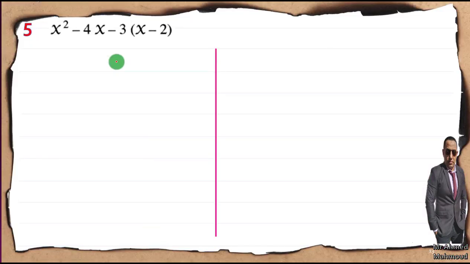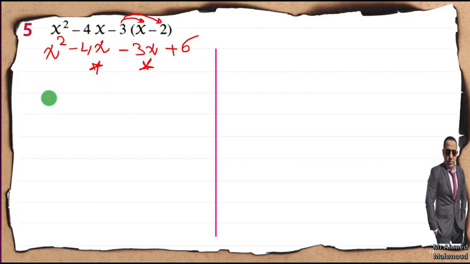Okay, number 5. Here I have a bracket, so I have to expand this bracket. So it is x^2 minus 4x, and distribute negative 3. Negative 3 times x equals negative 3x. Negative 3 times negative 2 equals positive 6. Now I have like terms, negative 4x and negative 3x, so I'm going to add them. So it will be x^2 - 7x + 6.